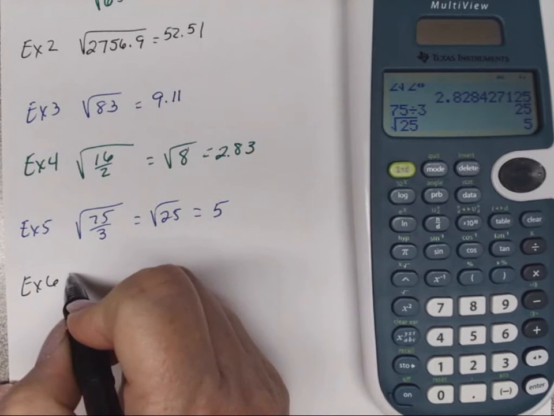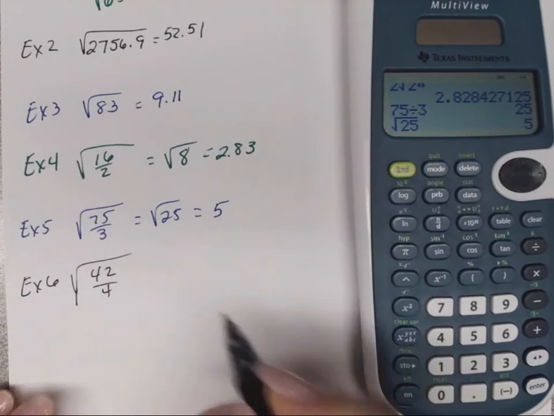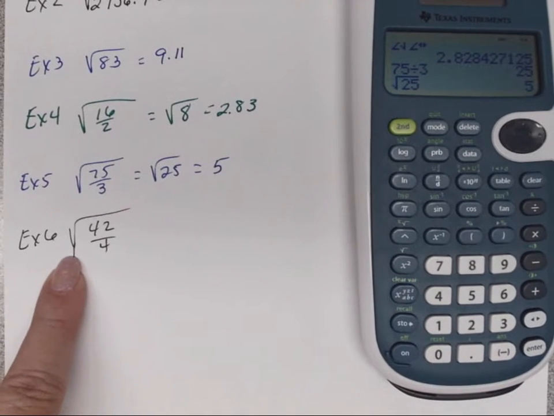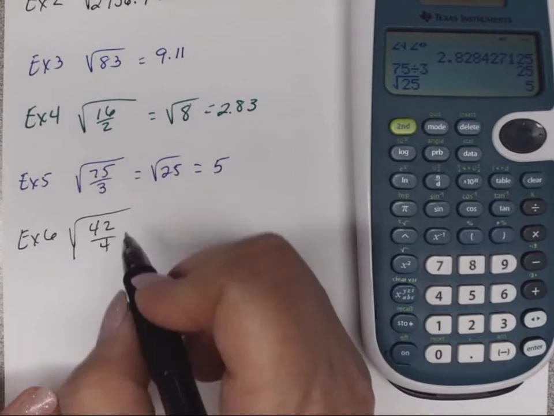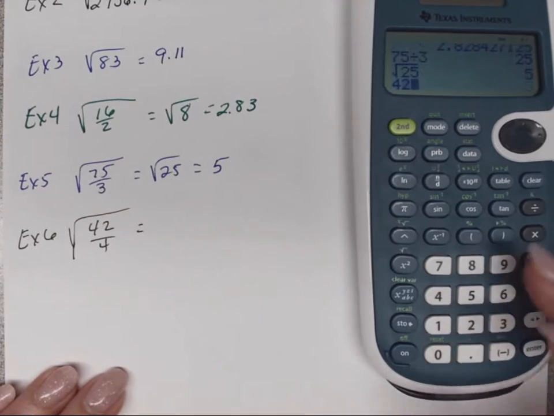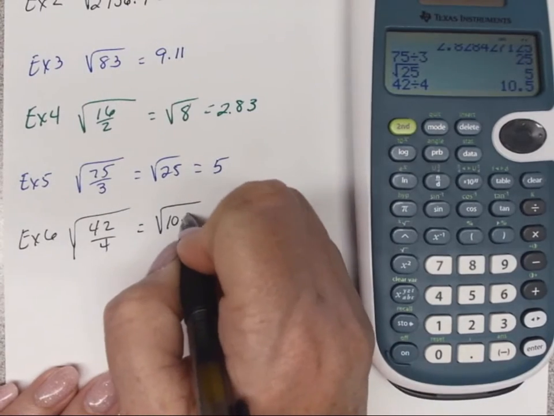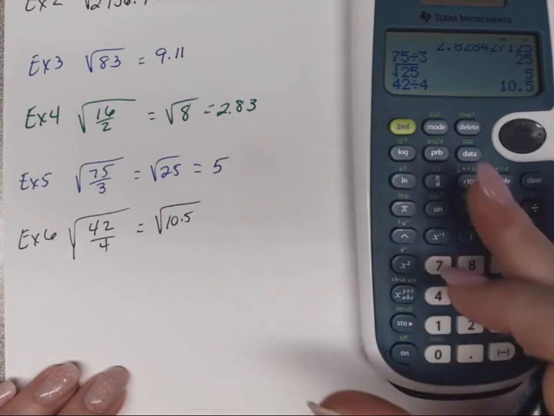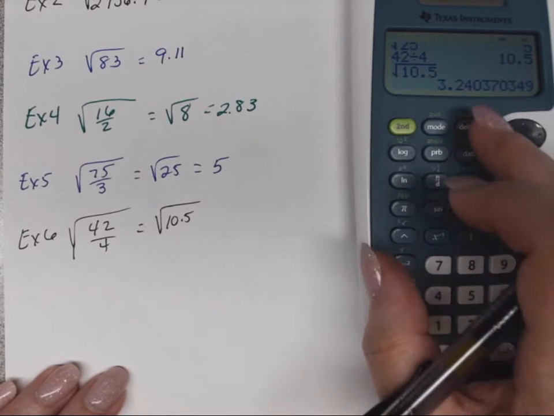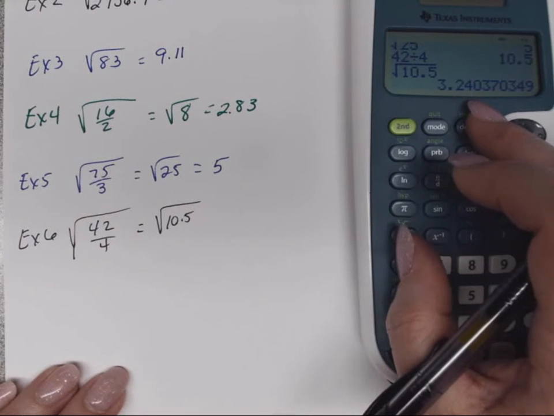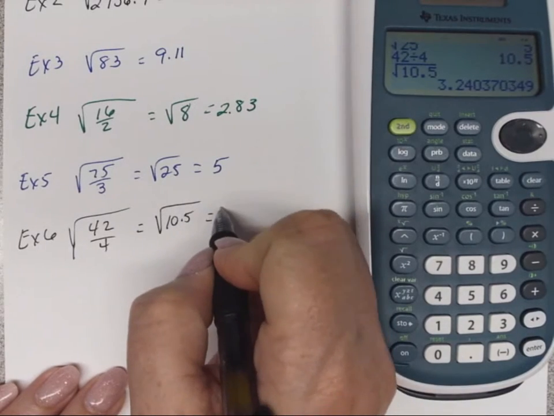All right, let's look at example 6. So example 6, we have the square root of 42 divided by 4. And when you write those square roots, if you get them a little short, just draw a line a little bit further down so that you know it's all under it. Well, 42 divided by 4 is 10.5. So now we're looking at the square root of 10.5. The square root of 10.5 will get us 3.24. The 0 after the 4 tells us we will not round up. We'll just leave it at 3.24.